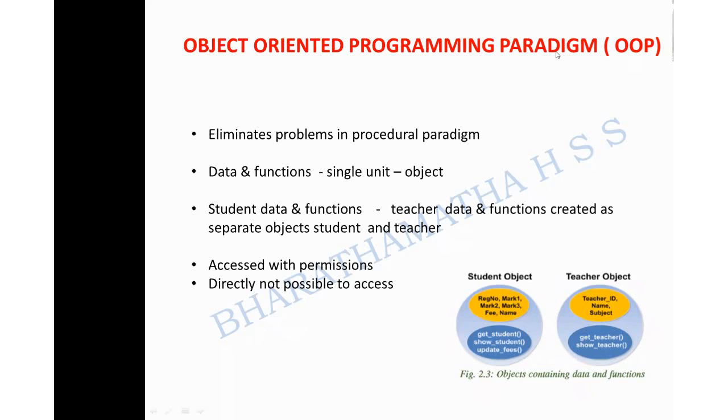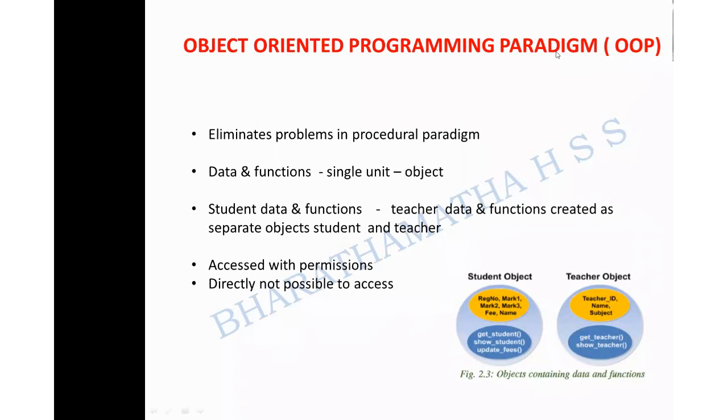Accessed with permission means without any permission, you cannot directly go on to use the data or the functions. The next point related to that only I have written over there. Directly not possible to access, which means that whichever object you create, for whatever it is, the data and the functions could be used only with prior permission.